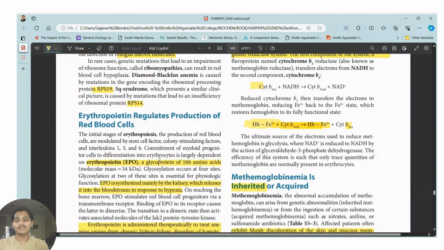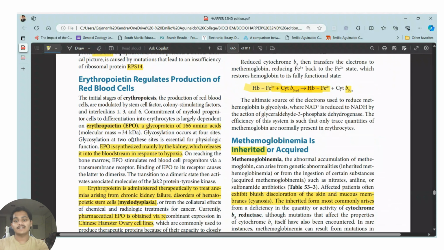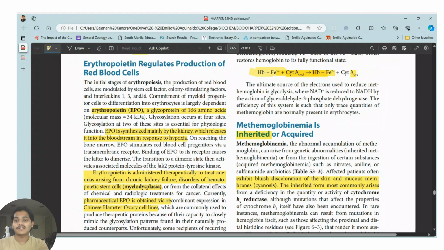Just remember this information. Then erythropoietin regulates the production of RBCs. As I said earlier, interleukin 1, 3, and 6, CSF, and SCF all act on erythropoiesis. But who decides? Erythropoietin is the one who decides whether a myeloid cell will become an RBC, and another myeloid cell will become a WBC or a platelet. Then there is information about EPO, that is erythropoietin.